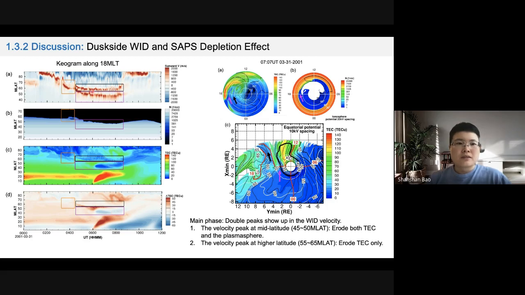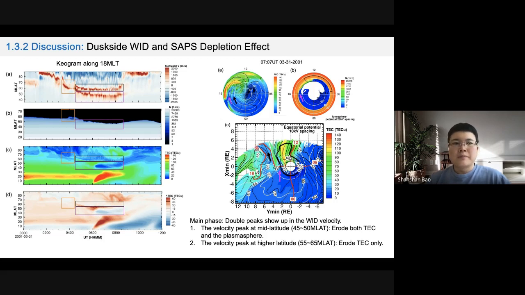For the black box, the velocity peak does not interact with the plasmasphere. Well, it is also causing a decrease in the TEC, but not quite obvious in the delta TEC though.